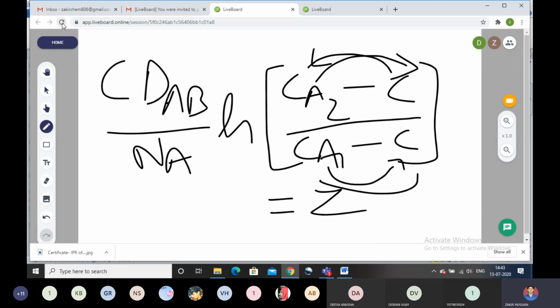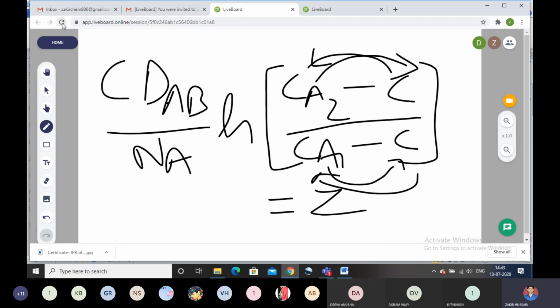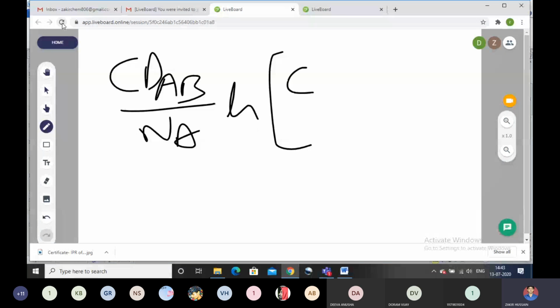For convenience, we can interchange that variable. So how can we interchange that variable? C into DAB by NA into LN. So here CA2 minus C is there, we have to write C minus CA2. This will have an advantage in the further simplification of the equation.